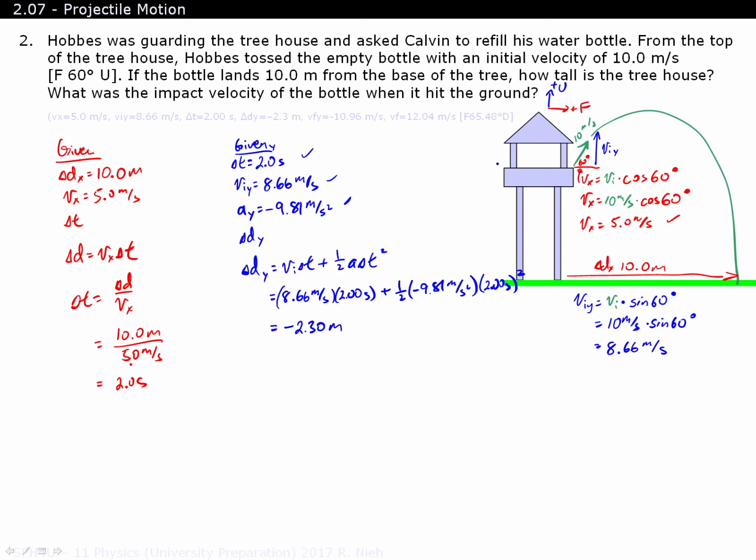What that means is that since the bottle traveled up and down and it fell a displacement of 2.3 meters down, therefore the treehouse is 2.3 meters above ground.